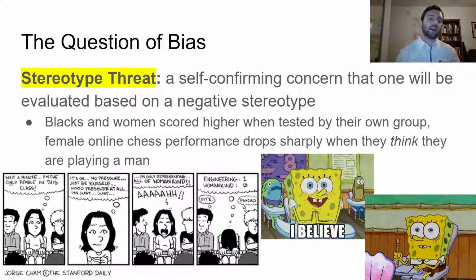They also did a study where they took female chess players and had them play online, and they saw a sharp decrease in their performance if they thought the other player was male. Even if they weren't actually playing against a male, if they thought the other person was male, they did worse. They might play the exact same game against the exact same person, but if they thought that person was male, they would perform worse. And this is a really common thing, and we can connect it back to a whole bunch of other things.